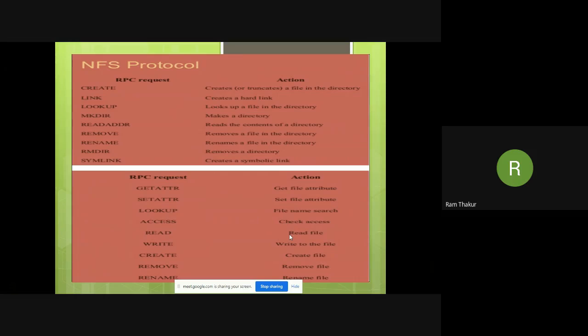These are a few of the protocols you see on the screen: create, link, lookup, make directory, read address, remove, rename, make directory, symlink. These are the different RPC requests. RPC requests: sorry, get attributes, set attributes, lookup, access, read, write. These are the different protocols you must be aware of. I have also given the action performed when an RPC request is sent, so you can better understand what the NFS protocols are and what they are doing.